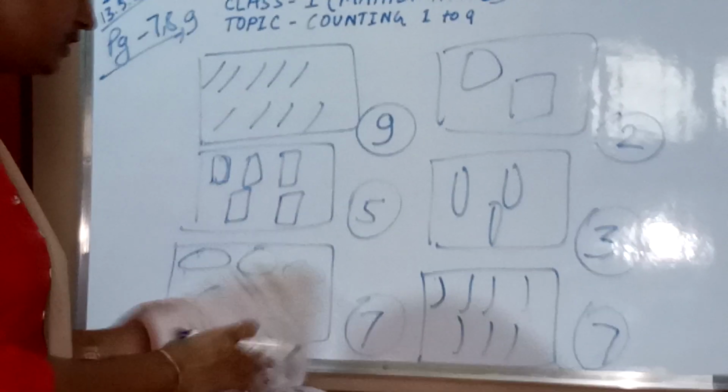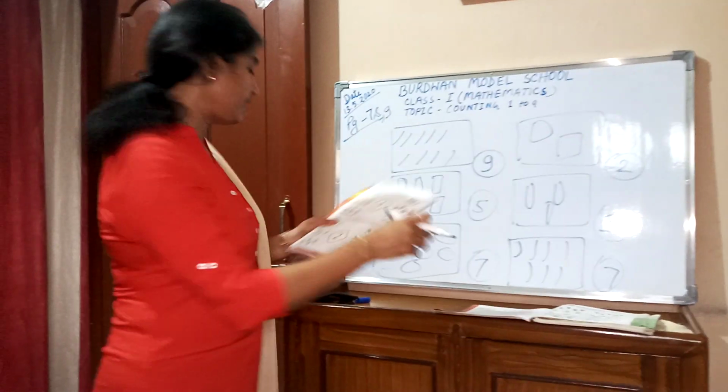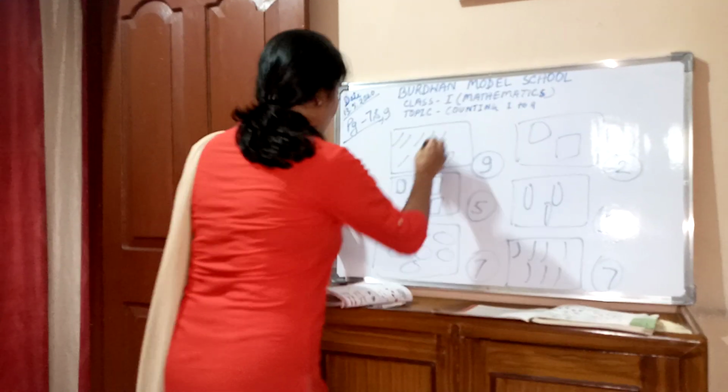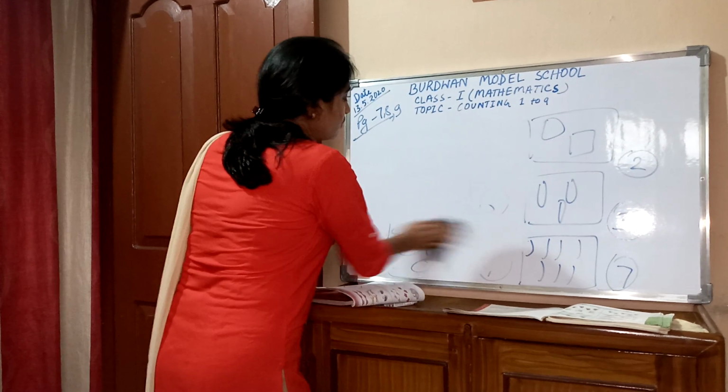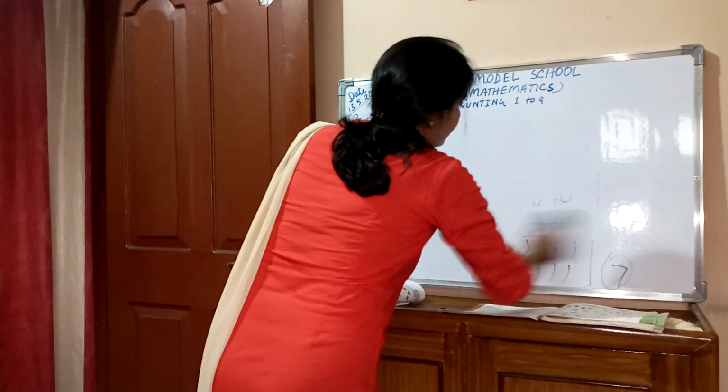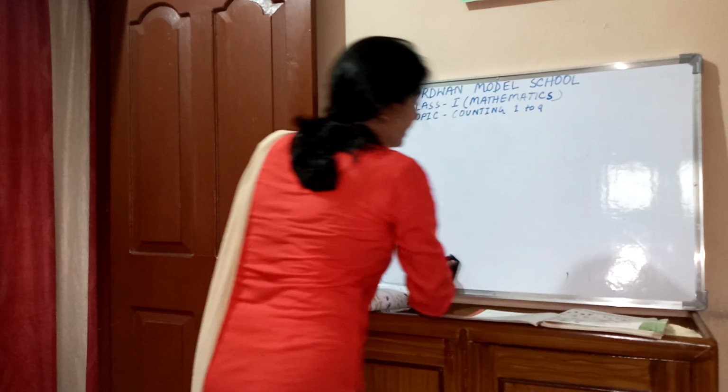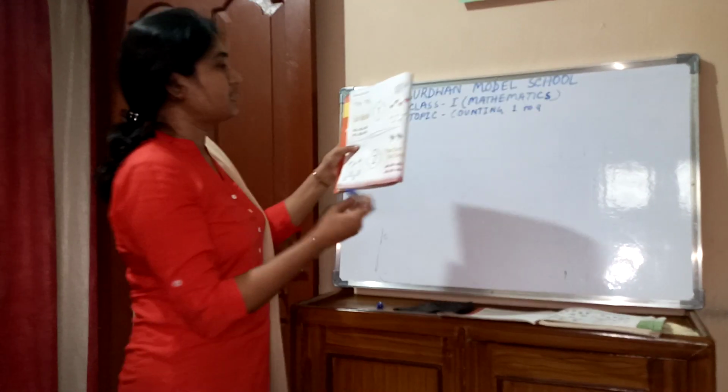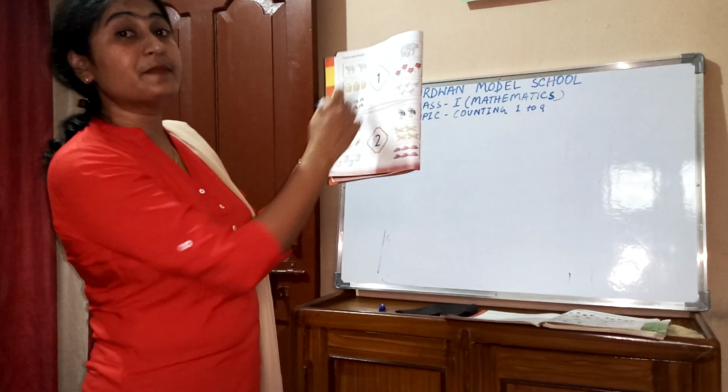Now, we will do the next page. I will not draw on the board. You just follow me. I will show the book to you, and you just follow me and match it. What has been done in your book? Count and match. Same as in previous.